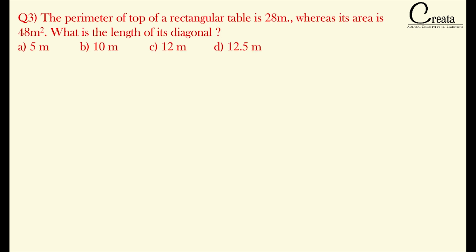Let's move further. The next question is, the perimeter of the top of the rectangular table is 28 meter, whereas its area is 48 meter square. What is the length of its diagonal? 4 choices are given.